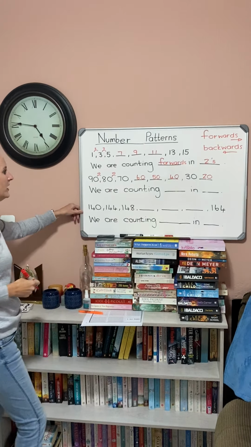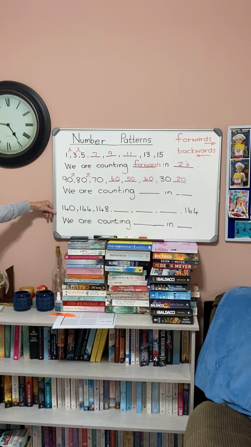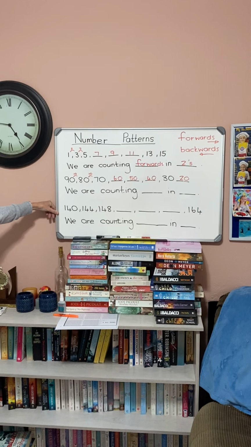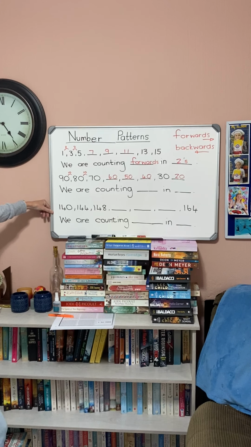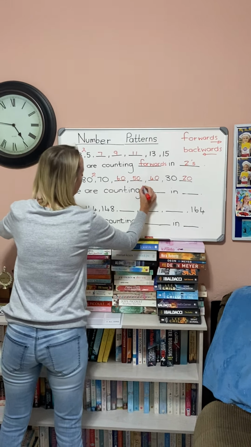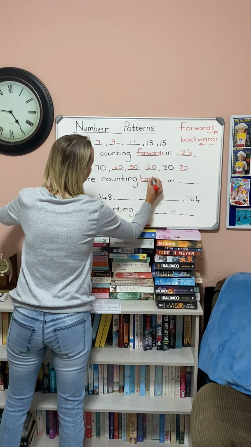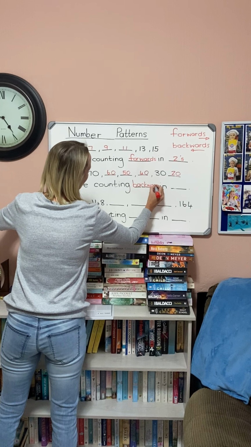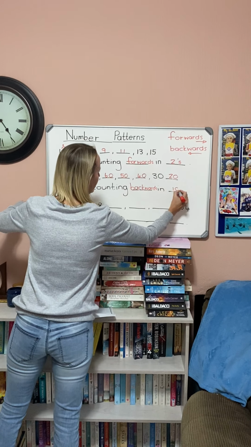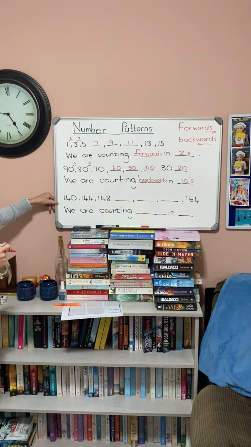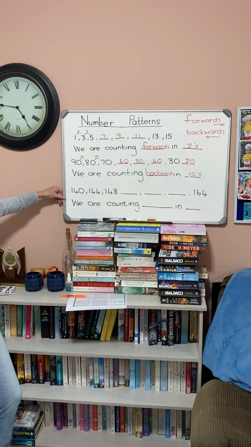Now tell me, Riley P, are we counting forwards, backwards, and what are we counting in? We're counting backwards in 10s. Backwards in 10s. Okay, so backwards. I'm just going to scribble, boys and girls, backwards in 10s. Okay, Riley P, you can also do the next one for me, and then Emmy can do the other one.